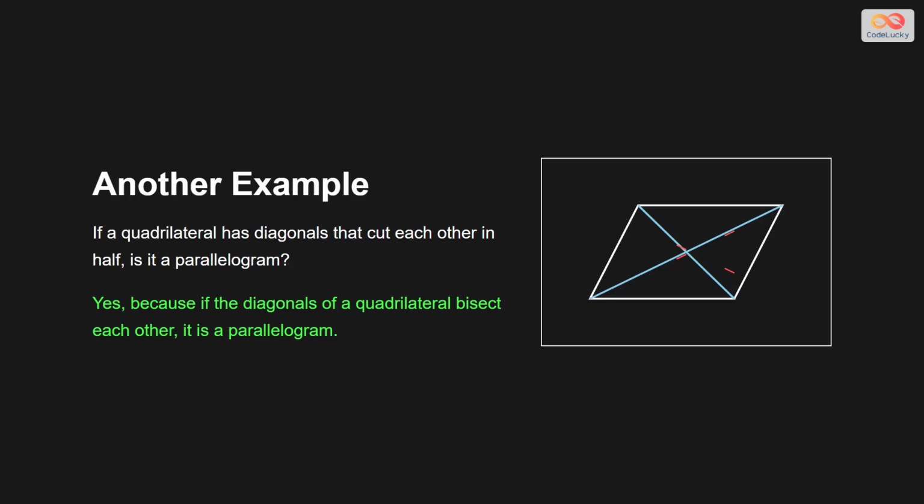Here is another scenario. If you have a quadrilateral and you know its diagonals cut each other in half, is it a parallelogram? Yes, it is. This is because if the diagonals of a quadrilateral bisect each other, it satisfies one of our key conditions.